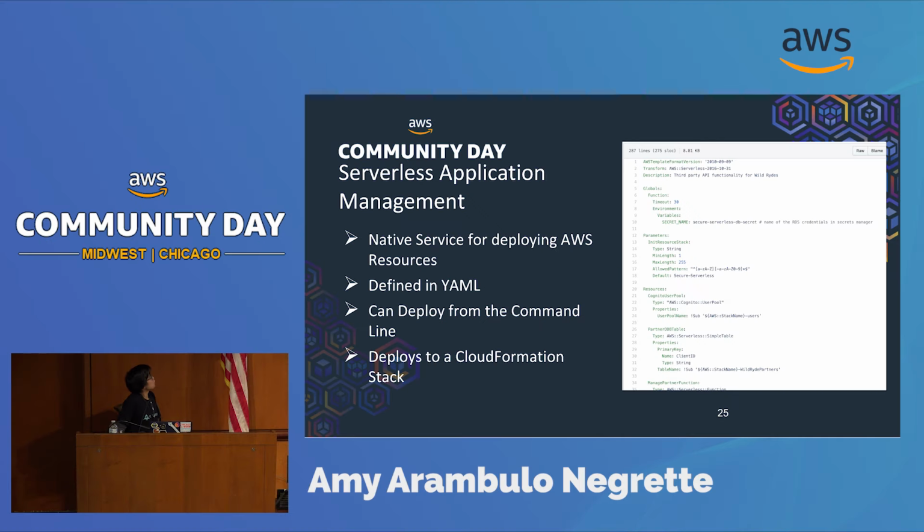AWS has an internal service called SAM. It also has a really cute mascot that's a squirrel. So SAM is application management. It has definitions that look like that, where you basically list out all your functions, all your resources. It'll deploy it into a CloudFormation stack that you can redeploy and update from the console, and you can see it in the console instead of just having it in your definitions.